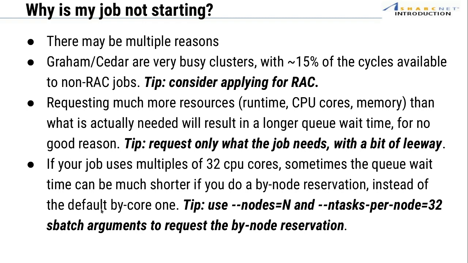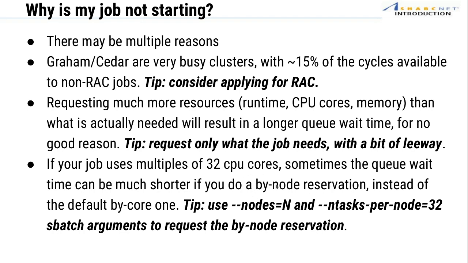And there is a technical tip here. If you are running parallel jobs which use multiples of 32 CPU cores, let's say 32, 64, and so on, then there is a trick. By default, parallel jobs go to the so-called by-core partition of our scheduler, and it is a reasonably small fraction of the cluster. To access the whole cluster, one has to add a couple of commands here.